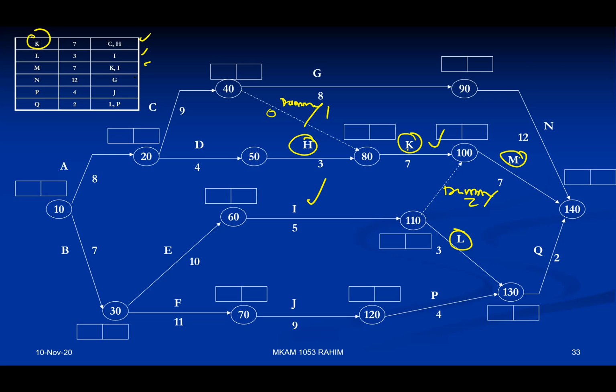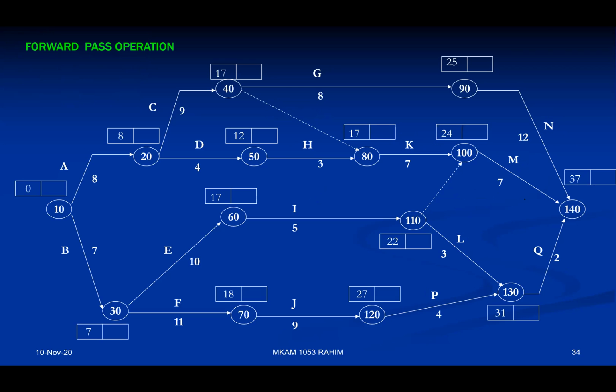Then N. N here, connecting from G. Then P. Where is P? P connecting from J. And then Q connecting from L and P. All right. So you complete all the drawing. If you get the drawing right, then you are in the right direction to get the answer. If you got that wrong, that's it. You cannot solve this even if you take 10 days to solve, because you got the drawing wrong already.